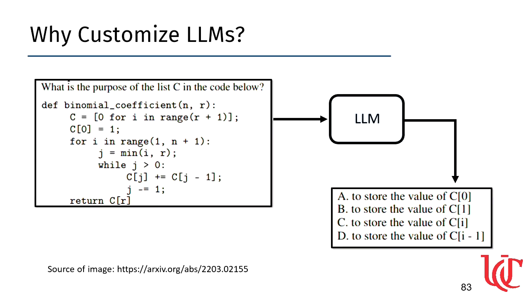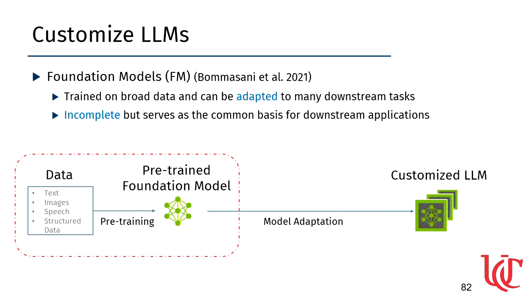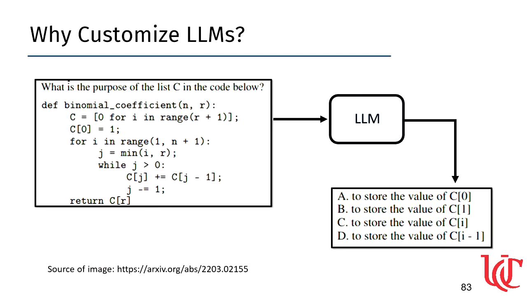Let me give you another example of why customized large language models are important, because we see a lot of limitations in the base model, the pre-trained model or foundation model. This is a simple example. If I give this question to GPT, maybe an early version, 3.5 or 3: what is the purpose of the list C in the code below? I want the large language model to help me answer this question. So basically, this is a question answering task.